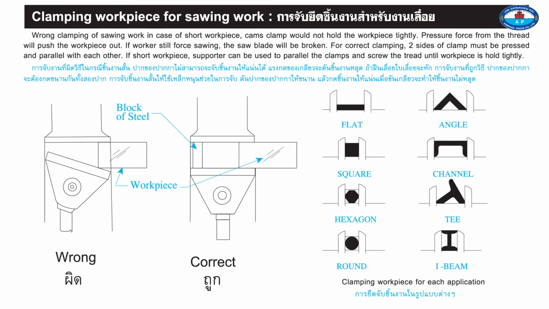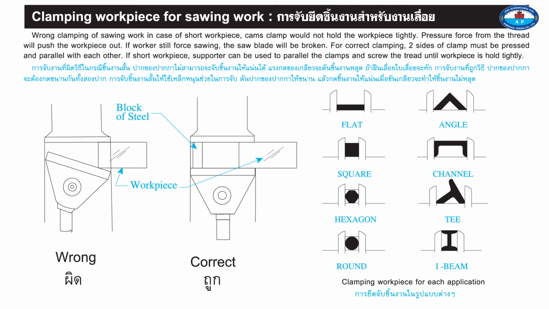Page 90. Clamping workpiece for sawing work. Wrong clamping of sawing work in the case of a short workpiece. The cam clamp will not hold the work tightly. Pressure force from the thread will push the workpiece out. If workers still force sawing, the saw blade will be broken.